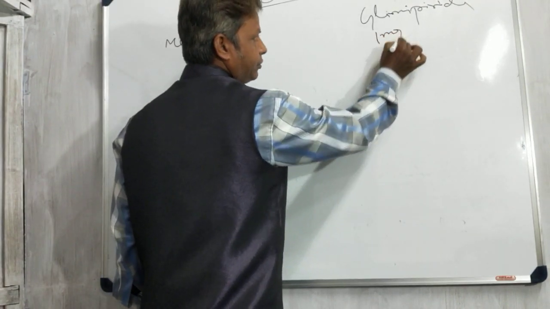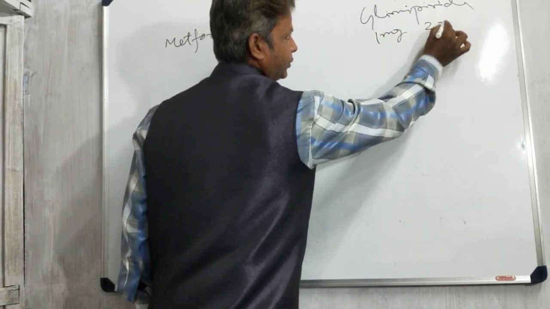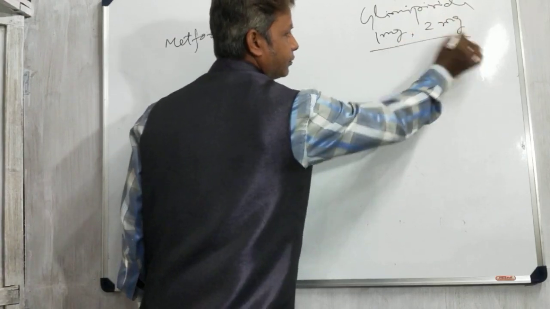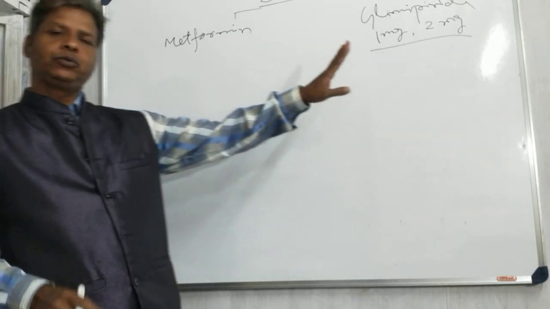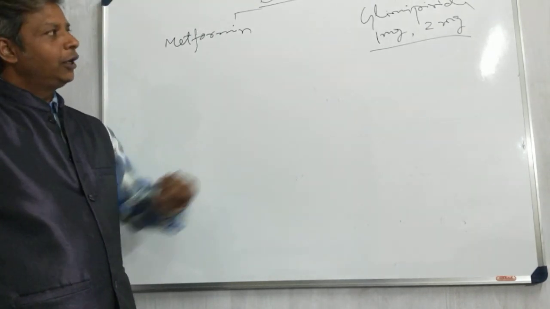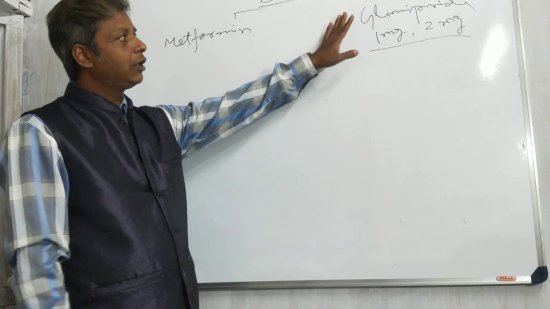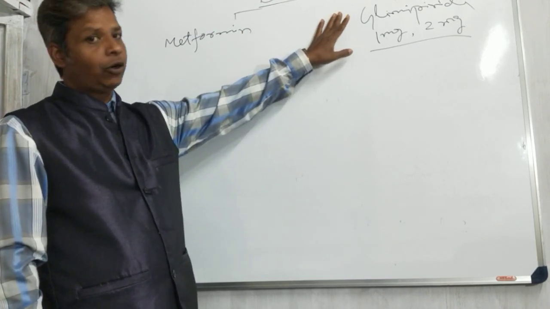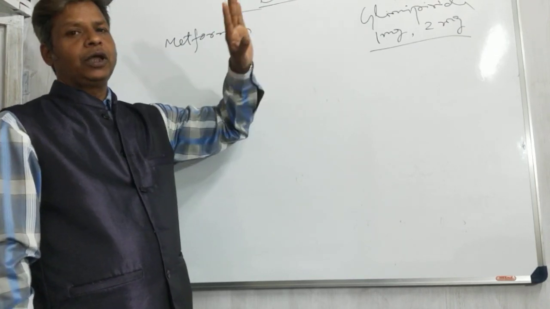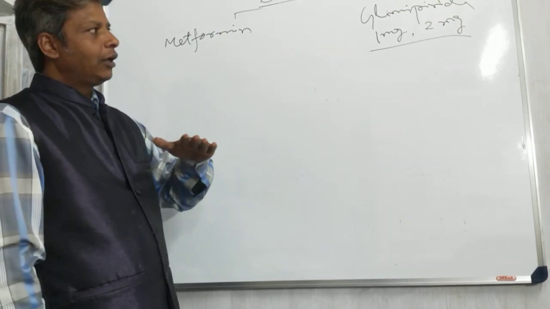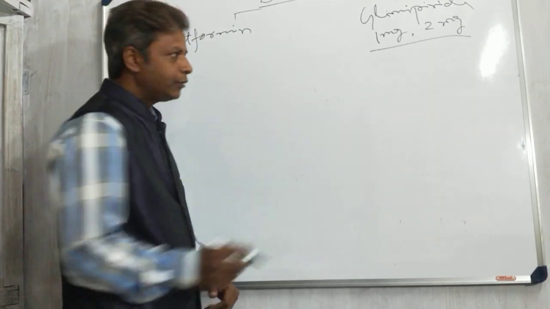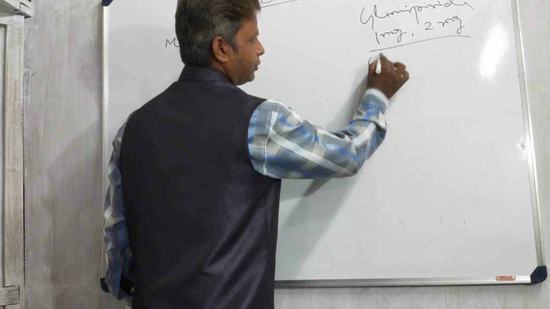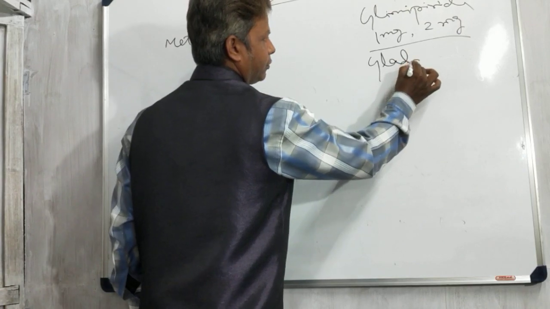Glimepiride comes to the market as 1 mg and 2 mg. This is the drug name, not the medicinal brand name. In India, one company manufactures this glimepiride 1 mg as Glimer.